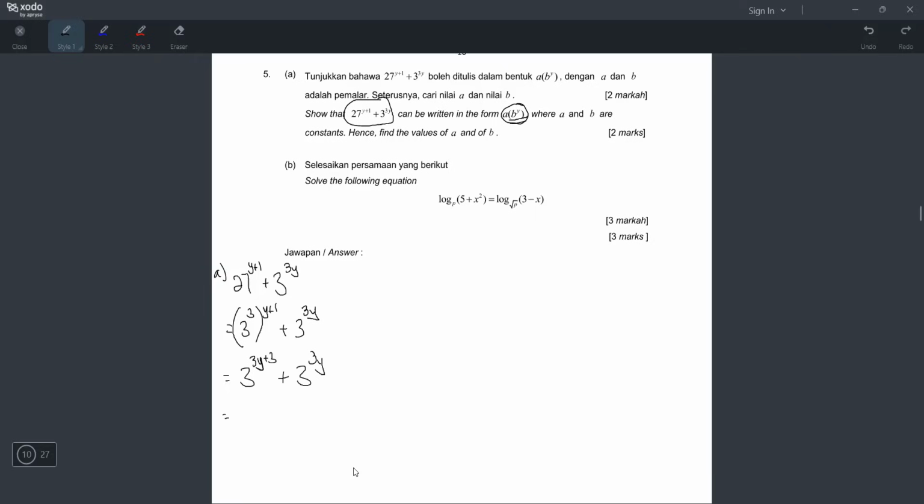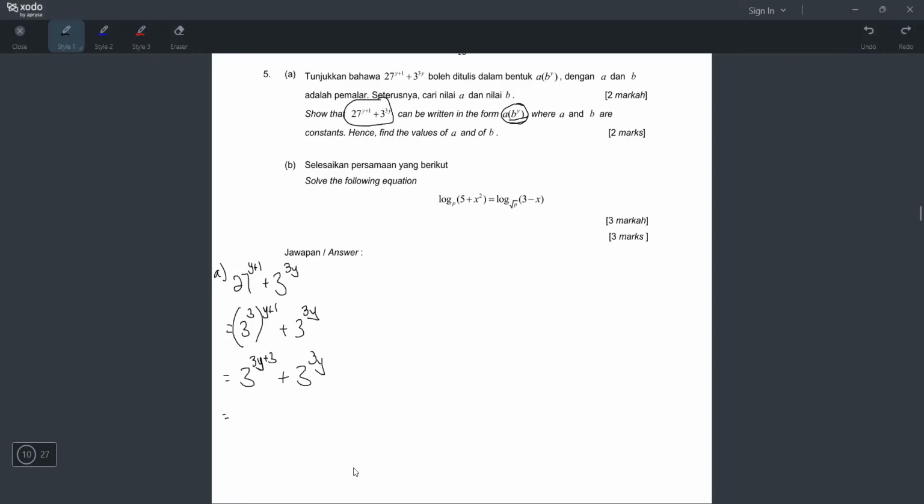Some students will do like this. They will tell me, oh sir, this one is plus, so I can take these two and merge them together, and then I can do 3y plus 3 plus 3y. Okay, this is wrong. You can't do it like this. Remember, you can only do it like this if this is times, right?